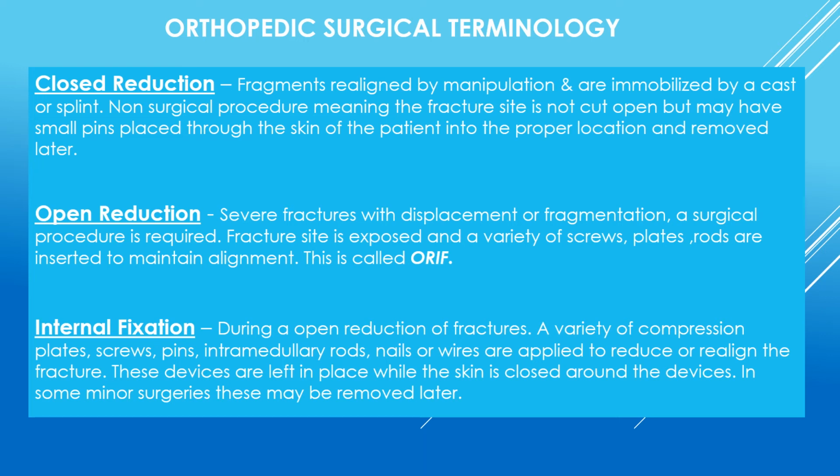Internal fixation. During an open reduction of fractures, a variety of compression plates, screws, pins, intramedullary rods, nails, or wires are applied to reduce and realign the fracture. These devices are left in place while the skin is closed around the devices. In some minor surgeries, these may be removed later.